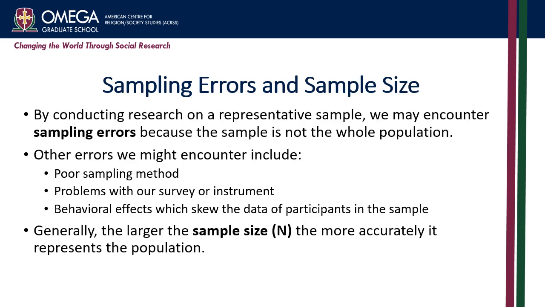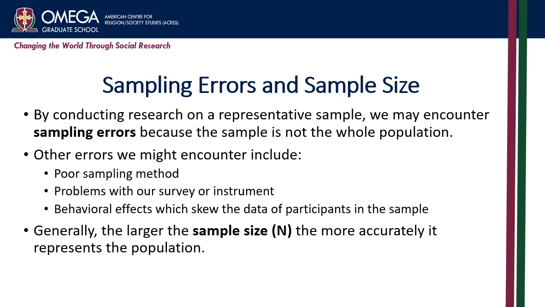When we gather samples for research, we are again trying to represent the total population. And inevitably, when we collect samples, we can commit sample errors. By conducting research on a representative sample, we may encounter sample errors because the sample is not the whole population. We can try very hard to sample in a representative way, but ultimately we will always fall short because we cannot survey every single person in the entire population.